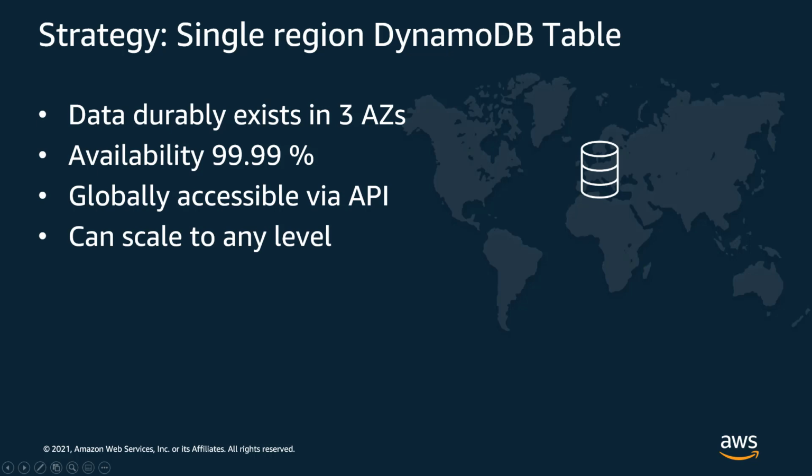Once you've done that, you already have a pretty darn good solution. With a single region, you have a very high durability because we always store your data across 3 availability zones in a region. The availability, because of that, is 4 nines, 99.99, or about an hour downtime per year. It's already globally accessible, so you have these global endpoints which your application code can reach from anywhere in the world, and it can certainly scale to any level. We see DynamoDB tables sometimes that have trillions of records and can scale into tens of millions of reads and writes requests per second, for example, on our own Prime days.